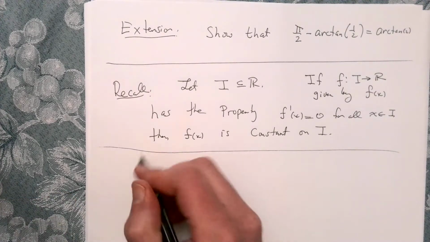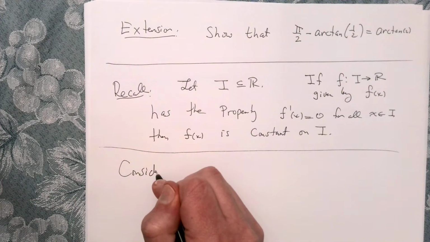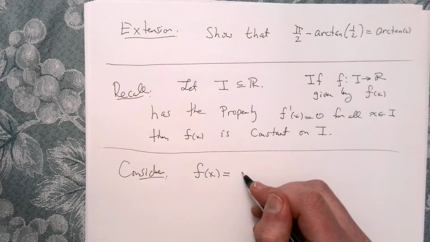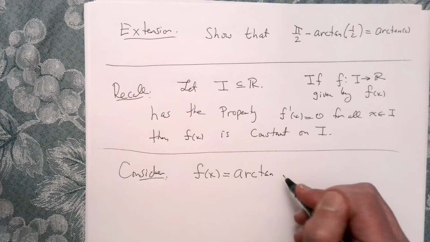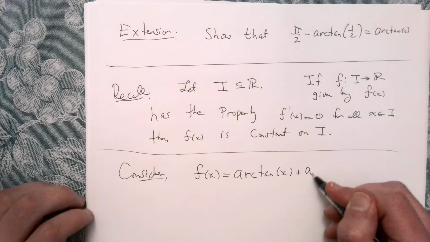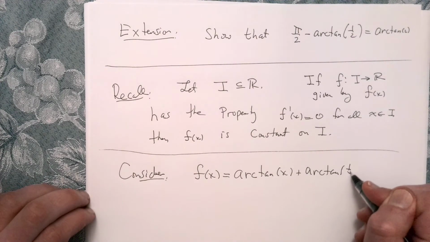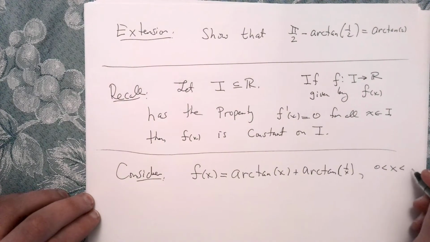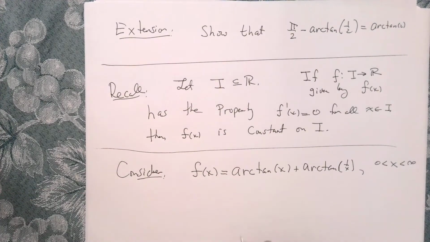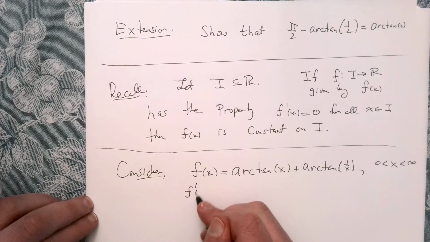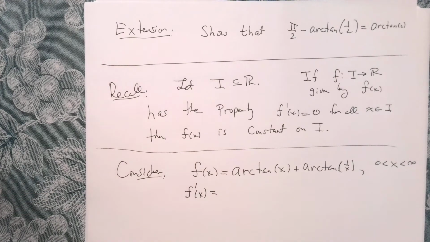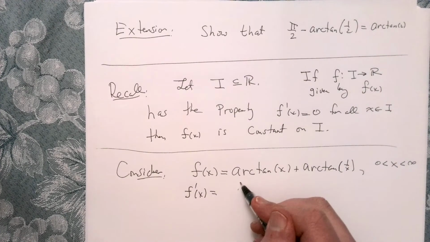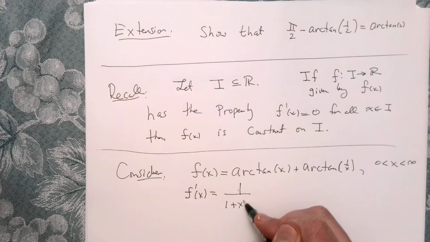Okay, well, let's consider something helpful. Let's consider f of x equals arctan of x plus the arctan of 1 over x, for x from 0 on. Okay, so let's compute the first derivative. Basically we're going to show that the first derivative is 0, and then we're going to use that to help us prove this. So the first derivative is 1 over 1 plus x squared.